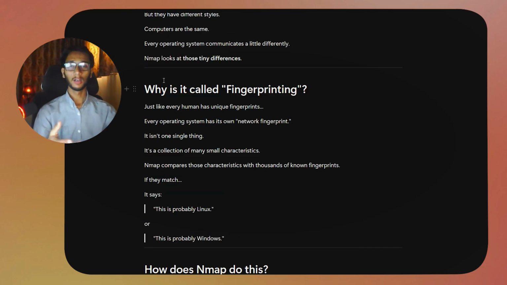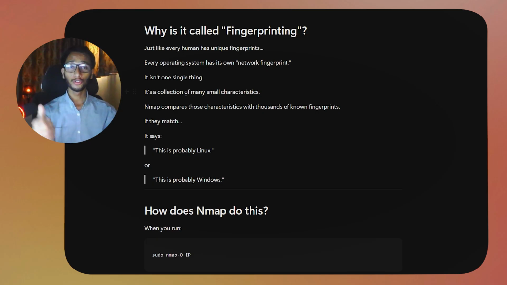And just like humans have fingerprints, and all humans have different fingerprints, we can apply the same concept to operating system detection. All operating systems have different fingerprints, and based on that fingerprint Nmap is able to distinguish that yes, this machine is running Windows, or it is running Linux, right?